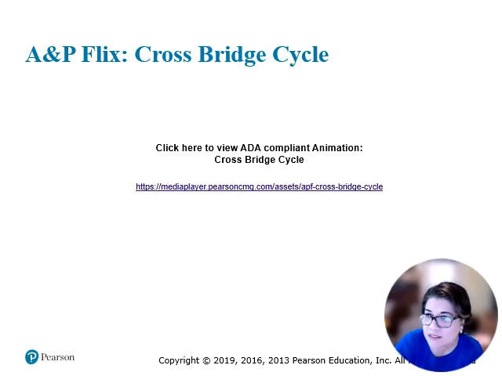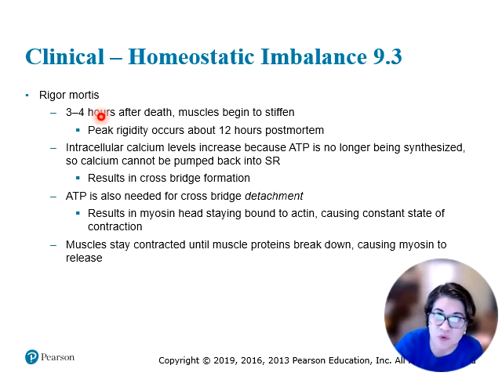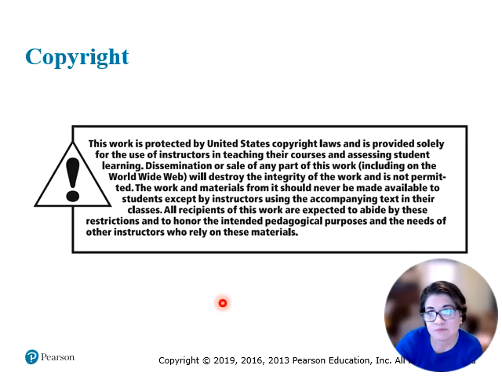Okay, so rigor mortis happens 3 to 4 hours after death. Your muscles stiffen. It's the worst at 12 hours, and then they relax again. And it's because you have a ton of calcium, but the ATP isn't being made by your cells because your cells are dead. And so the myosin head is not able to detach. So you have cross-bridge formation, but not cross-bridge release. And that's it.